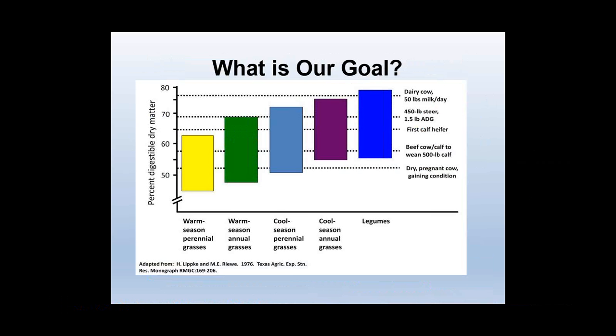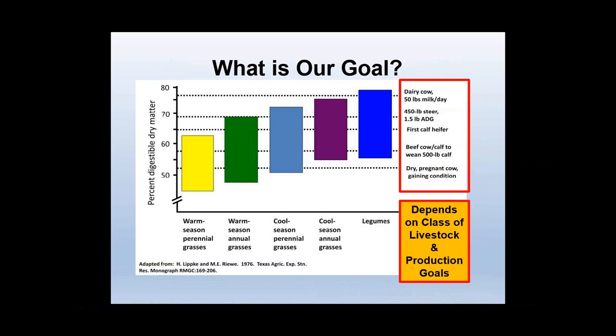Okay. The other thing that we have to think about is that we have different classes of livestock, and they have different energy and dry matter needs. These are just some examples. So the point is that our needs depend on the class of livestock and our production goals. And from there, that helps us form some of our pasture management goals.